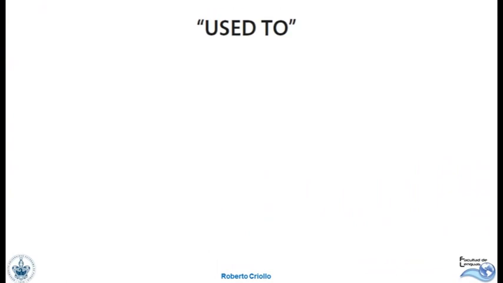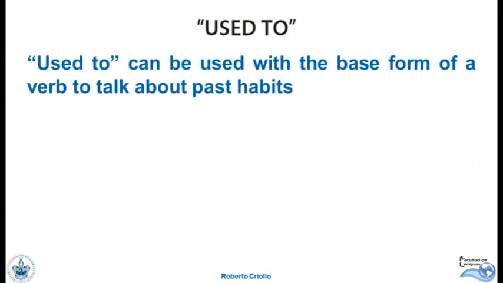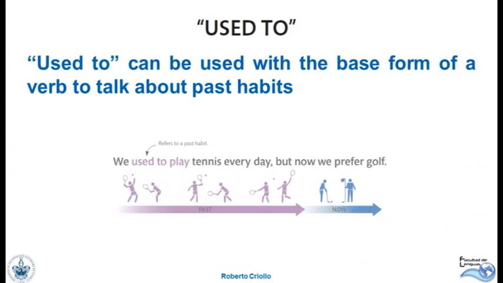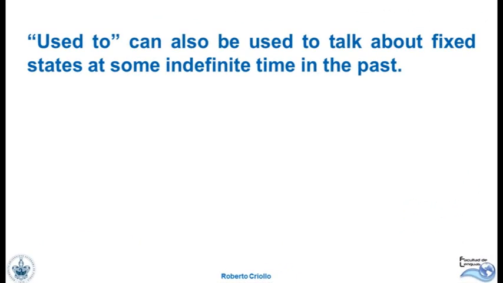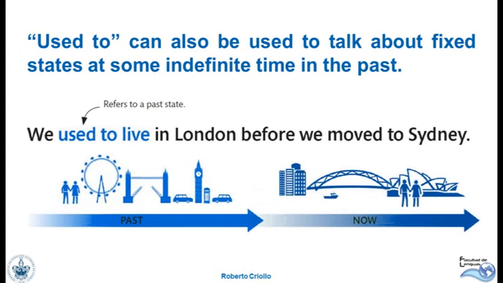First of all, we can use used to with the base form of a verb to talk about past habits. For example, we used to play tennis every day, but now we prefer golf. Used to can also be used to talk about fixed states at some indefinite time in the past. For example, I can say, we used to live in London before we moved to Sydney.